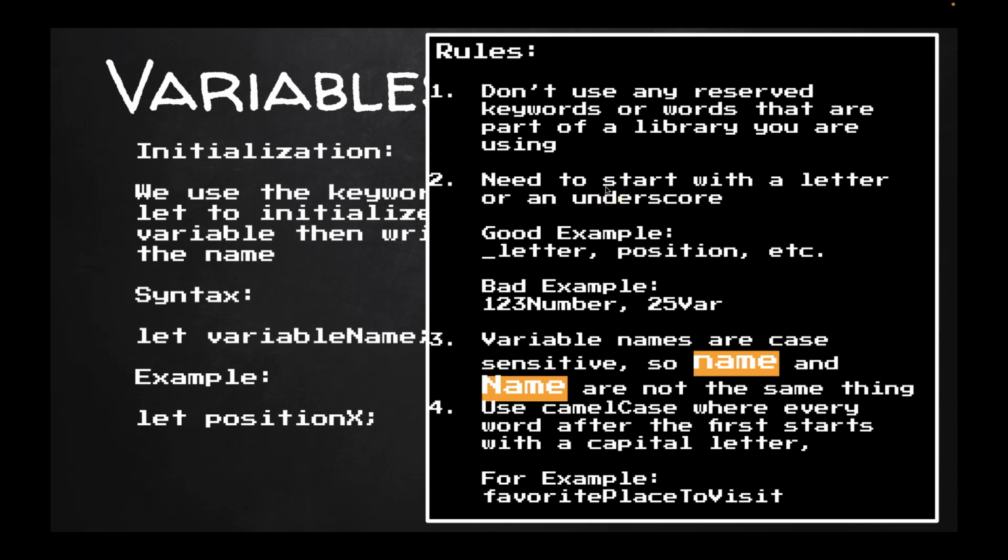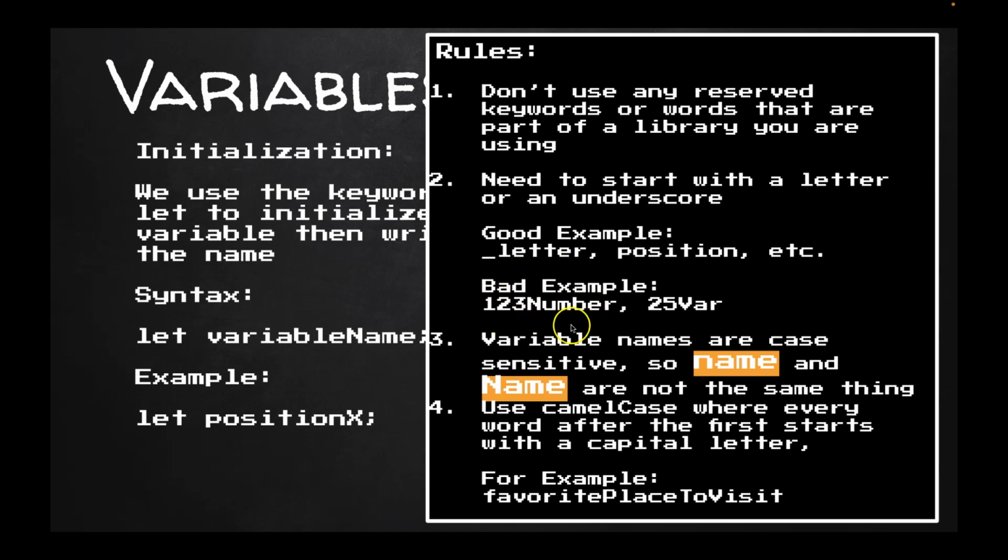Your variable names have to start with either a letter or an actual underscore. You can't start it with a number, okay? So this would be a good example, like underscore letter, position, something to that effect we can use. Bad examples would be trying to start something with numbers and that type of stuff.